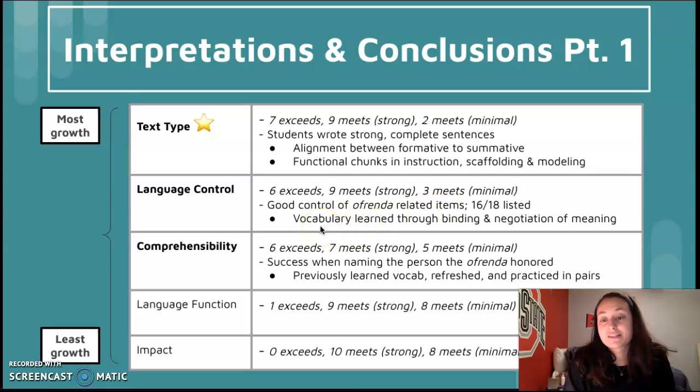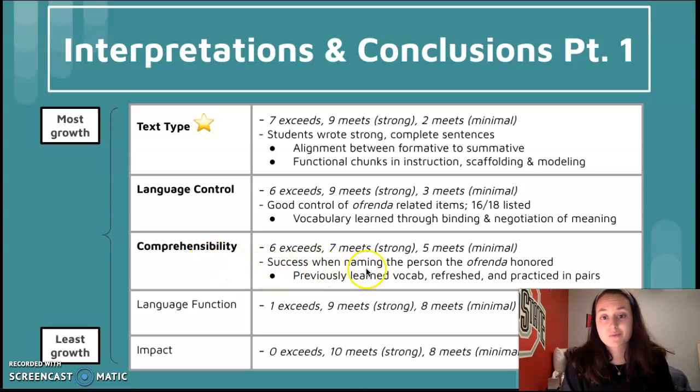I attribute this success to the fact that this vocabulary was introduced through binding with realia and images, as well as comprehensible input. Additionally, students practiced this vocabulary in a communicative way, and through the negotiation of meaning, further acquired this language. Finally, students demonstrated a lot of growth with respect to comprehensibility, especially the phrases.